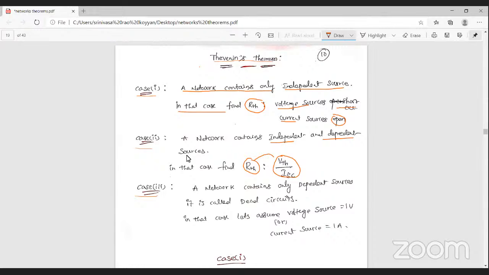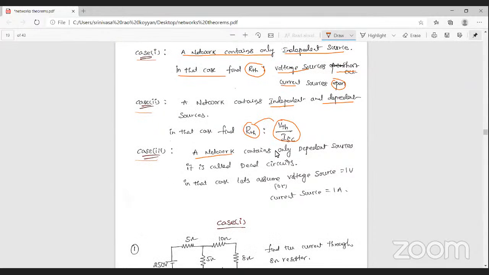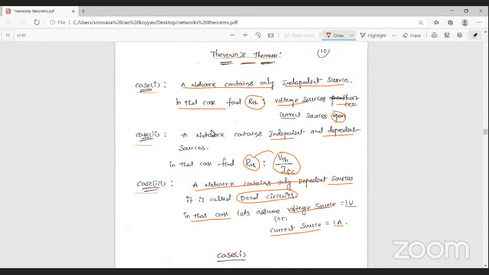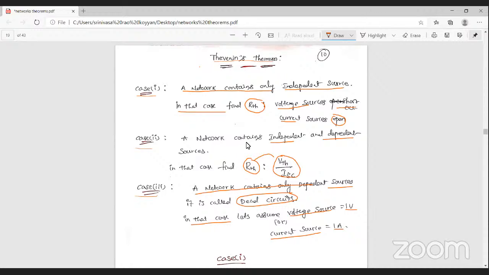Okay. So case 3 is a network that contains only dependent sources, and that network is called a dead circuit. In that case, consider the voltage source as 1 volt or the current source as 1 ampere. These are the three cases to solve network analysis. I will explain case 1, case 2, and case 3 in detail.